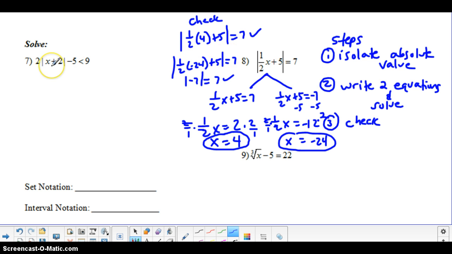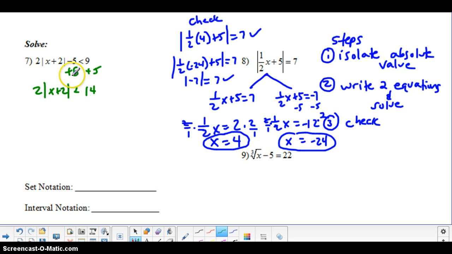So our first step is needed. We do have to isolate the absolute value. So to isolate this absolute value of x plus 2, my first step is going to be to add 5 to both sides. And then I have 2 times my absolute value of x plus 2 less than 14, because that will go to 0.